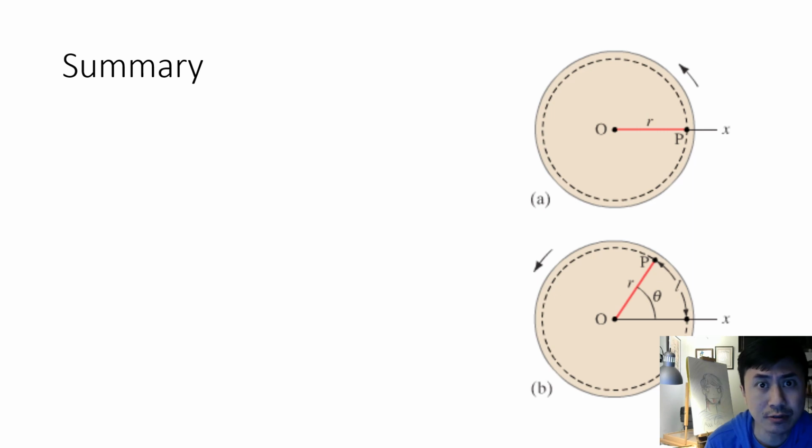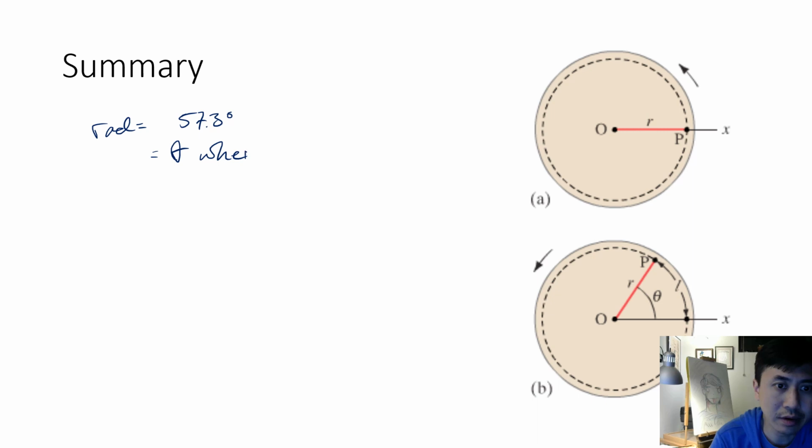In conclusion, what do you need to take out of this lesson? Number one, what in the world is a rad? A rad is 57.3 degrees. A rad is equal to the angle where L is equal to R, and we know that 2 pi rads is 360 degrees. That's a rad. I don't know how else to explain that.